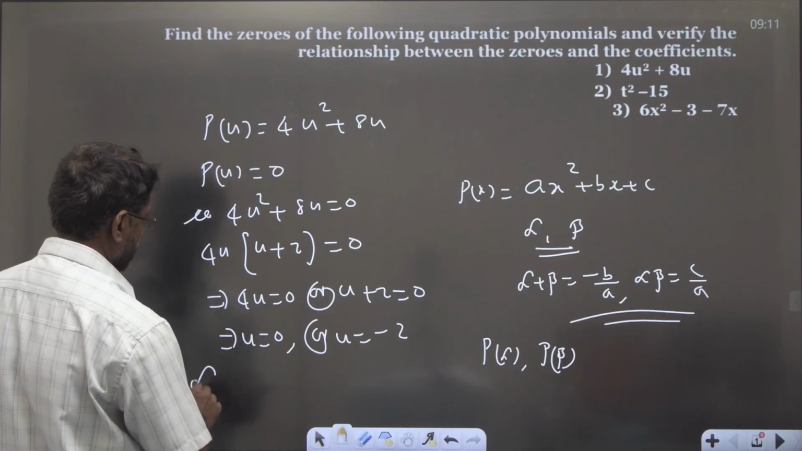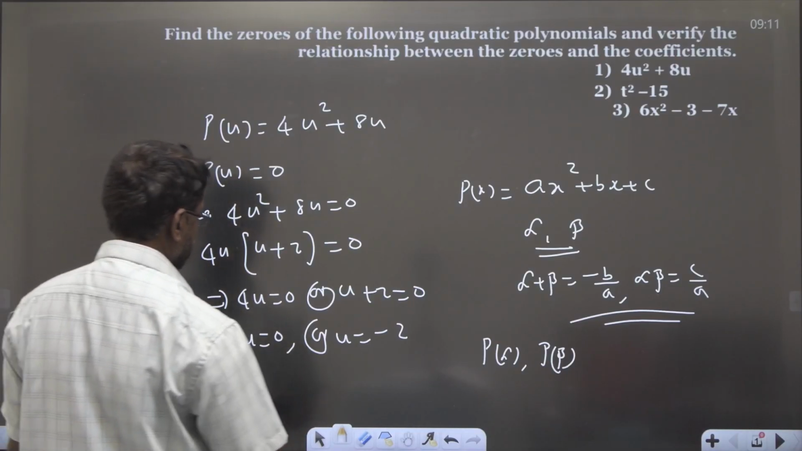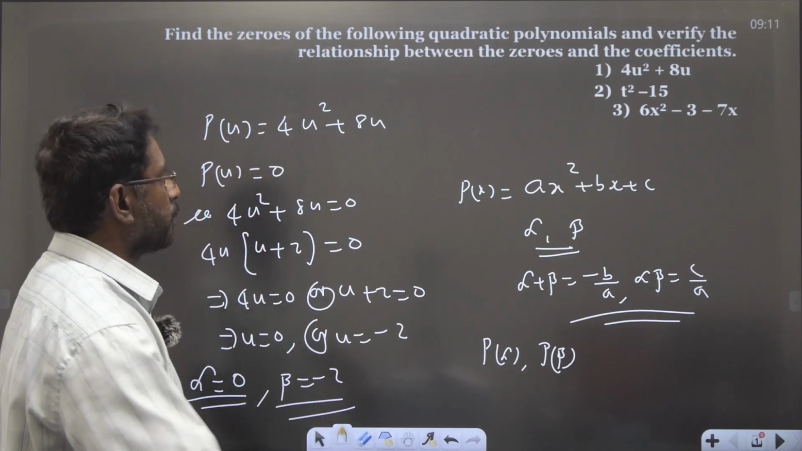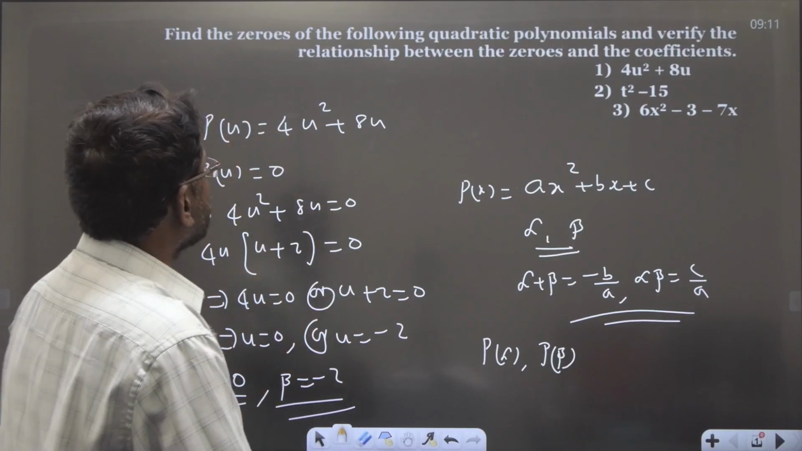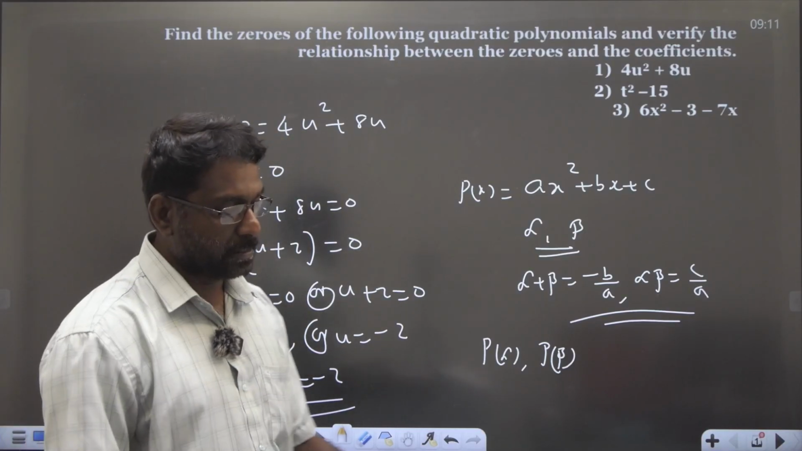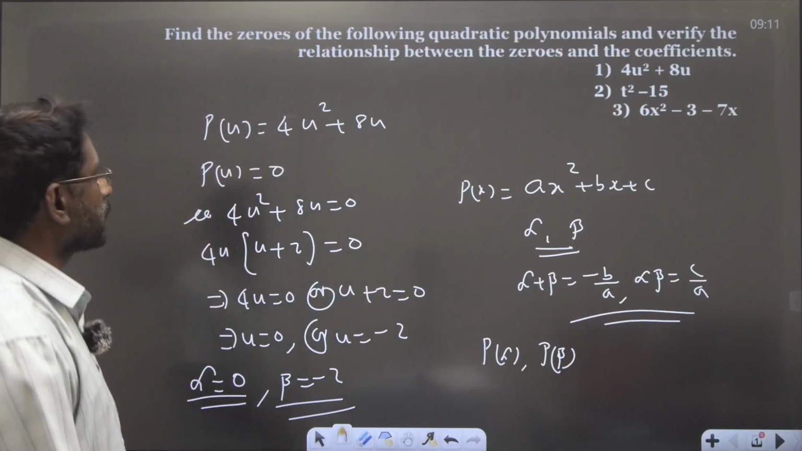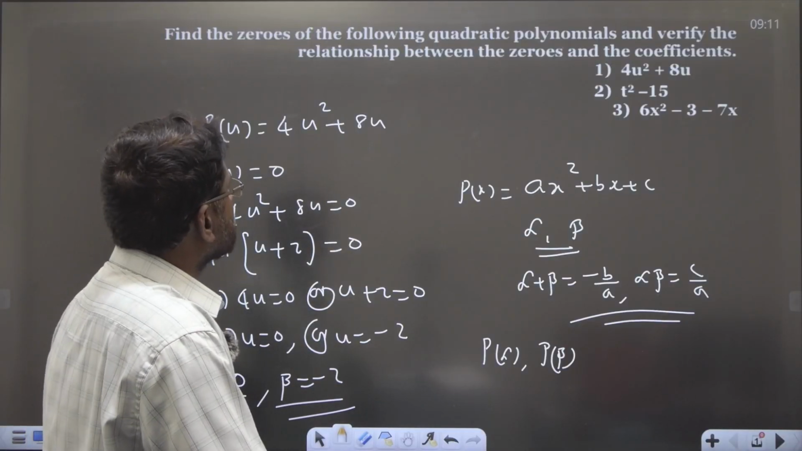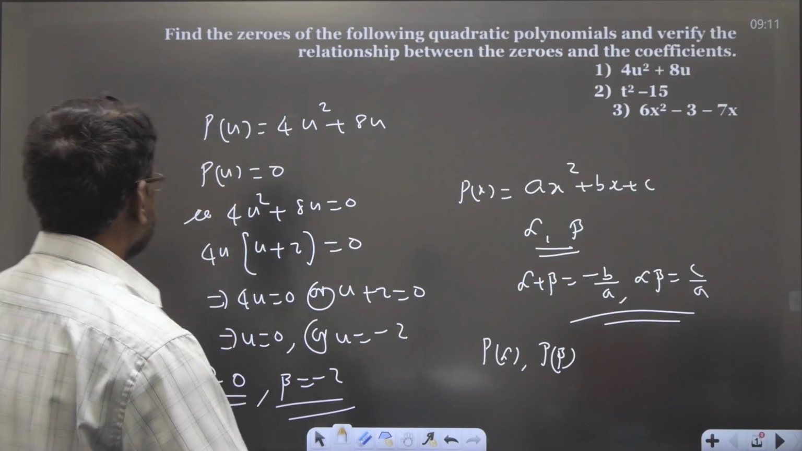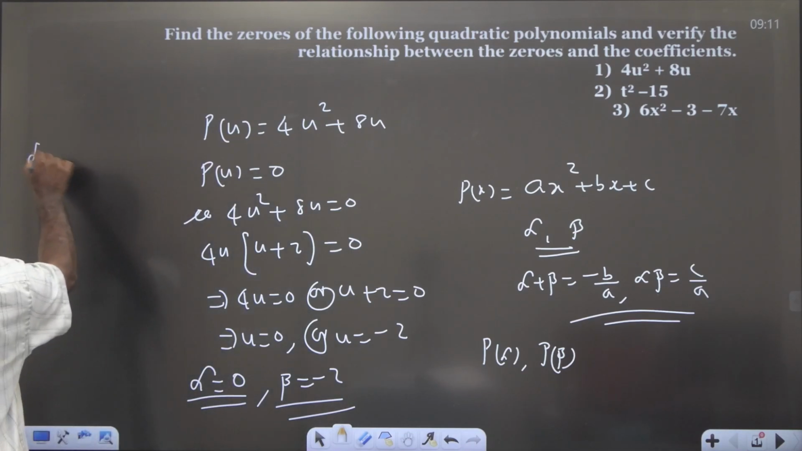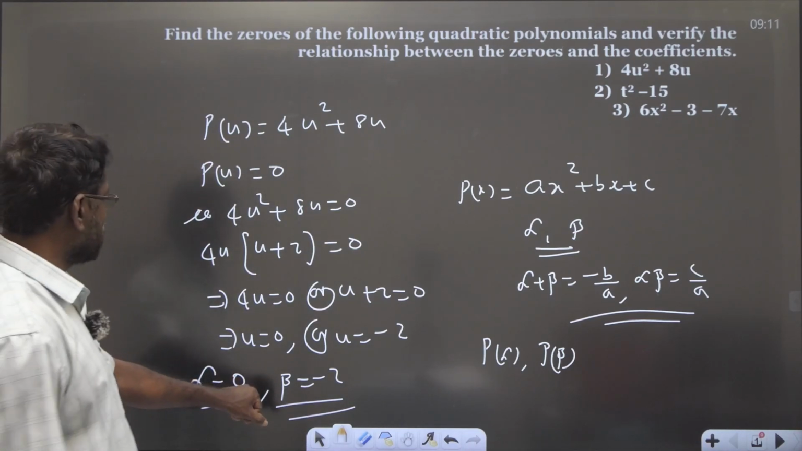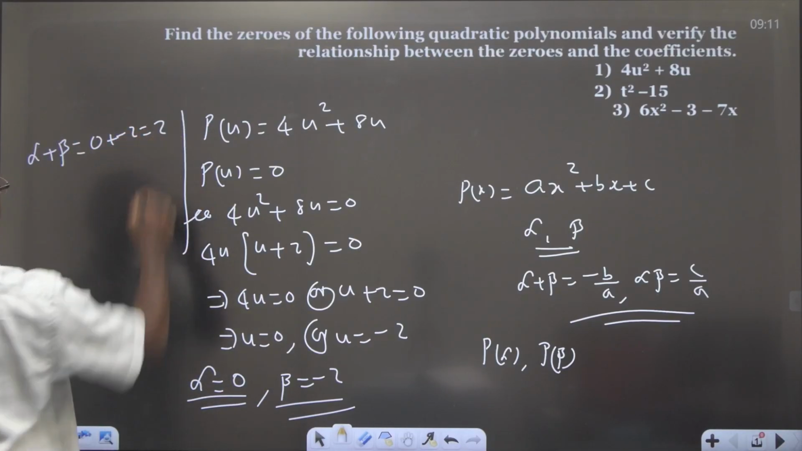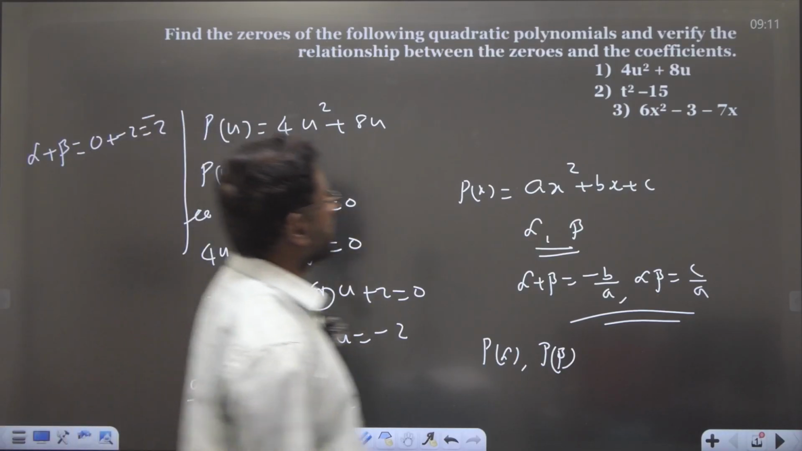Suppose alpha equal to 0 and, second zero, beta equal to minus 2. These are the answers of the first part: find the zeros of the following quadratic polynomial. That is the answer: 0 and negative 2 are the zeros of the polynomial. Then the next part: verify the relationship between the zeros and the coefficients. Alpha plus beta, sum of the zeros, is 0 plus minus 2, that is negative 2.